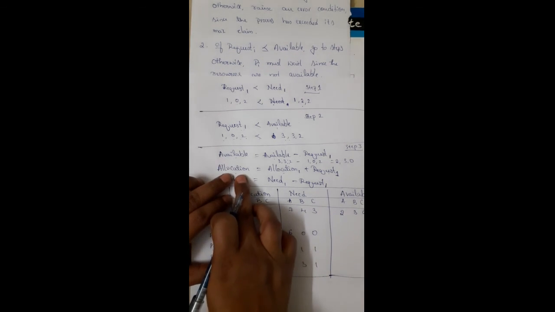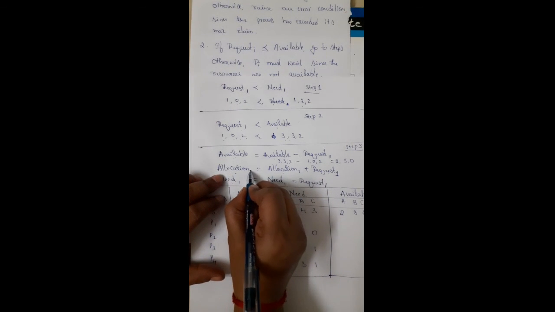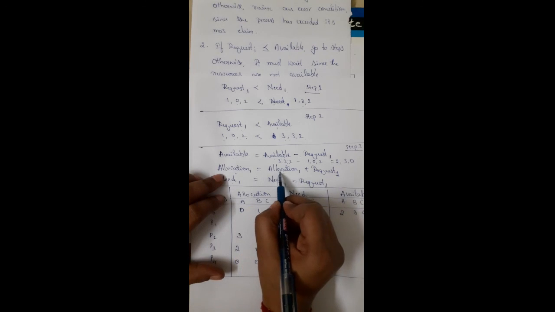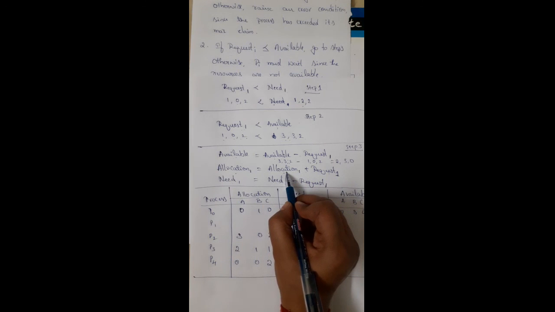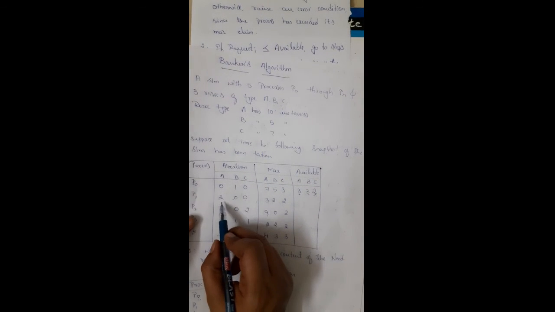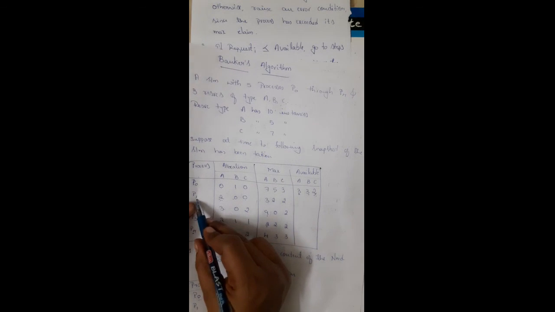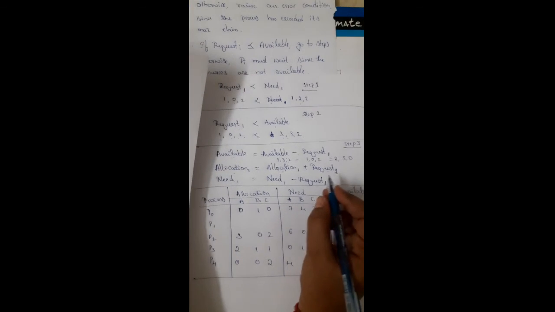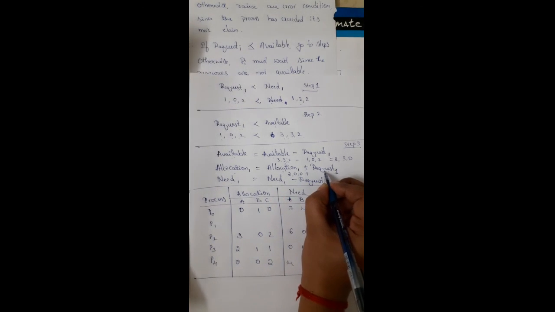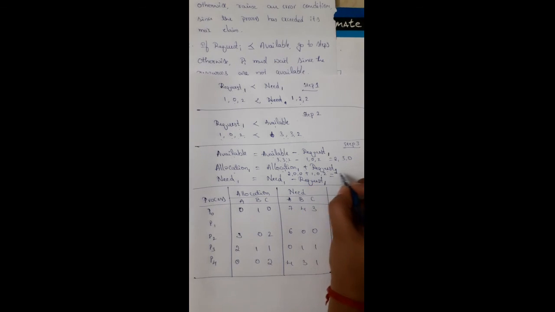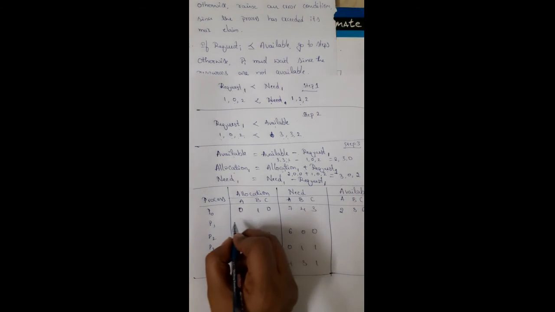Okay, now what is allocation? Allocation of process P1, allocation plus request 1. Initial allocation for process 1 is 2 0 0, right? 2 0 0 plus request, which is 1 0 2. Add it up. It is 3 0 2. So I'm going to write it in the allocation.